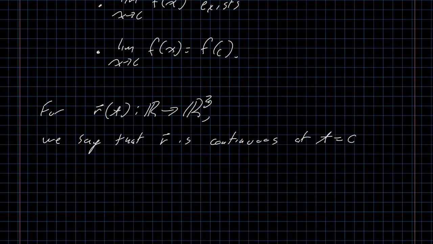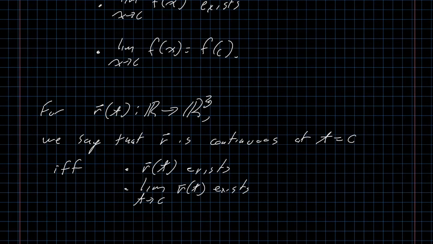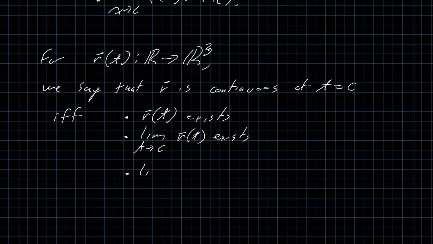We say that r is continuous at t equals c if and only if r of c exists, the limit as t approaches c of r of t exists, and the limit as t approaches c of r of t is actually equal to r of c. It is the exact same definition of continuity that we had before. I mean, not exactly the same because it's a slightly different meaning of limit, but it is the exact same definition.